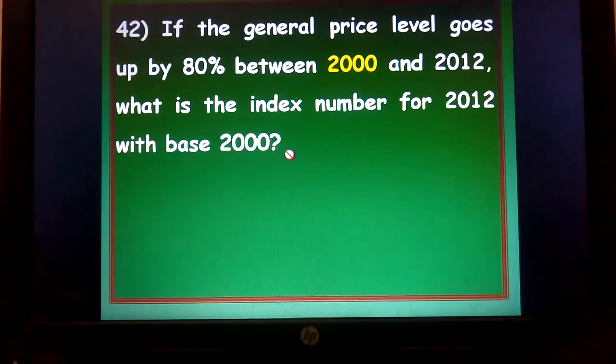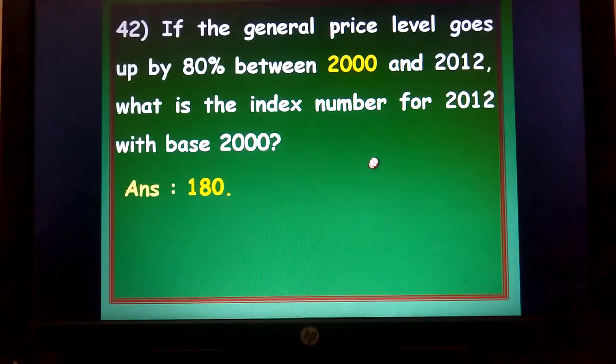The question looks lengthy, but the same half of the statement given earlier has been repeated in the next half of the statement. Don't get confused. So now in 2012, with base 2000, what will be the price index? Certainly it is 180% or 180. So the answer goes as 180. Next question.